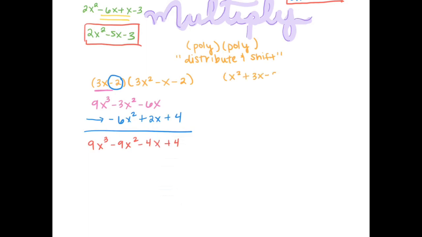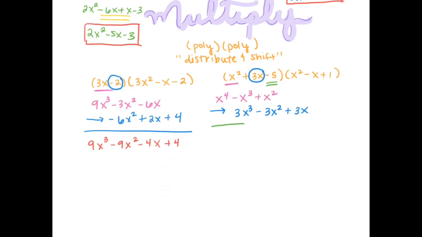Let's try it again with a bigger one. This time I'm going to do a 3 by 3, but the procedure is exactly the same. So let's take a look at x squared. I'm going to multiply that into the trinomial behind. Then when I multiply 3x, I'm going to shift down and in. Notice how those exponents are matching up.